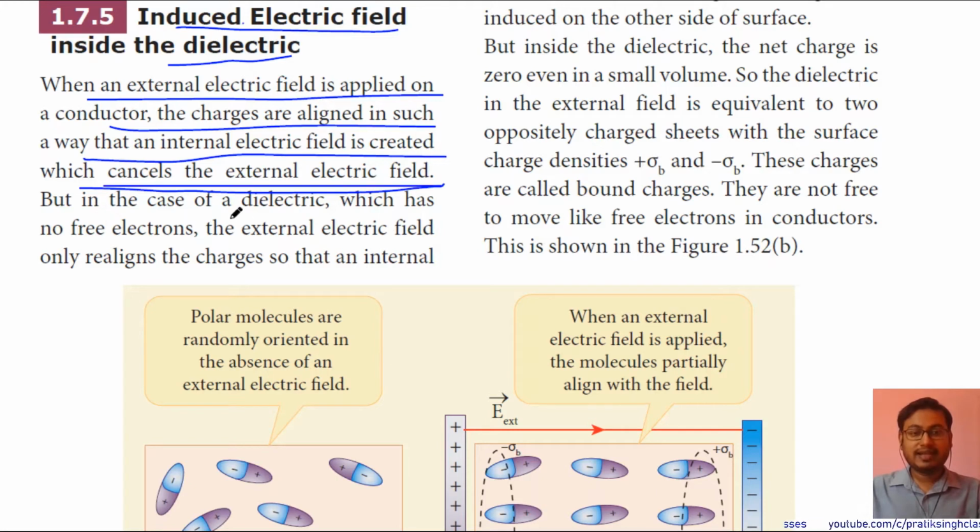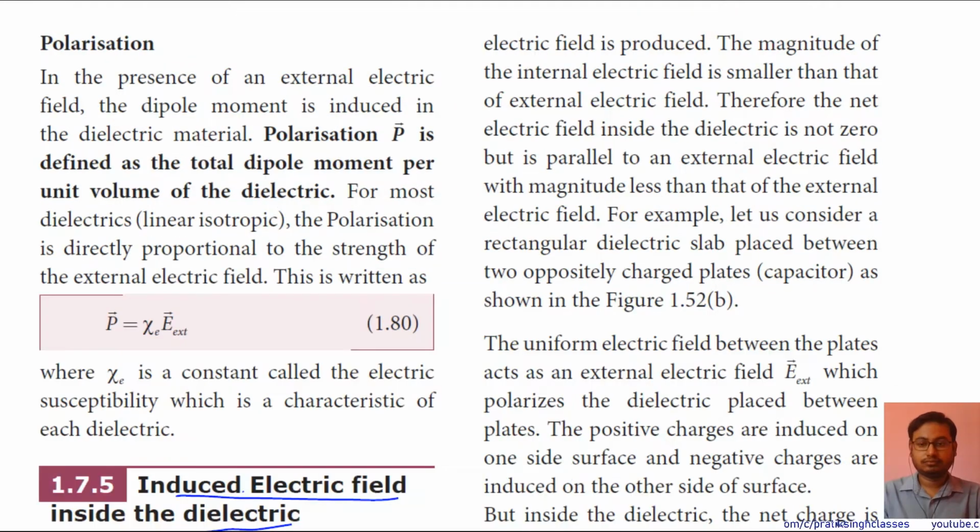But in the case of dielectrics, that means insulators, which have no free electrons, the external electric field only realigns the charges so that an internal electric field is produced. Fine. The magnitude of the internal electric field is smaller than that of the external electric field. So keep in mind, whether in the case of dielectrics or conductors, when they are kept inside an external electric field, there will be some internal electric field.